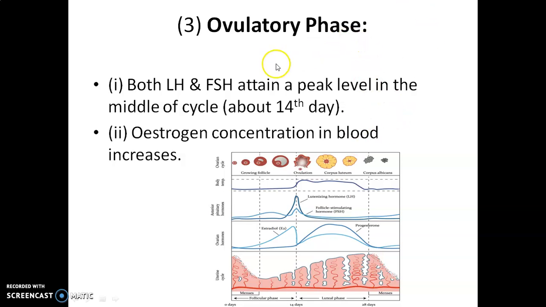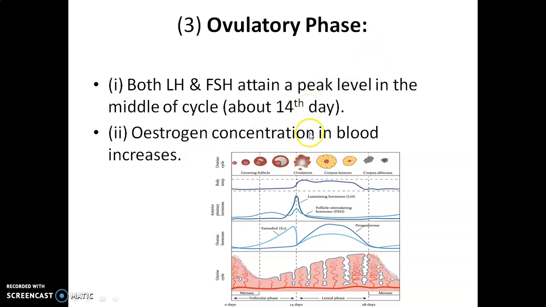Next comes the ovulatory phase, the third phase. Here both LH and FSH are involved. Here you can denote the ovulatory phase, that is on the 14th day. In your textbook you can write the 14th day as the ovulatory phase. What happens to the hormones from the anterior pituitary? Peak level, isn't it? The peak level of LH and FSH is there during the ovulatory phase, about the 14th day. In a woman having 28 to 29 day cycles every month, the 14th day is the ovulatory phase.